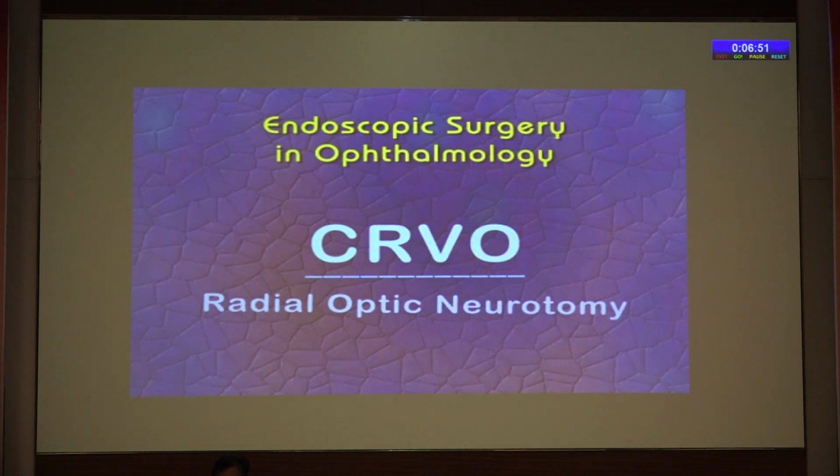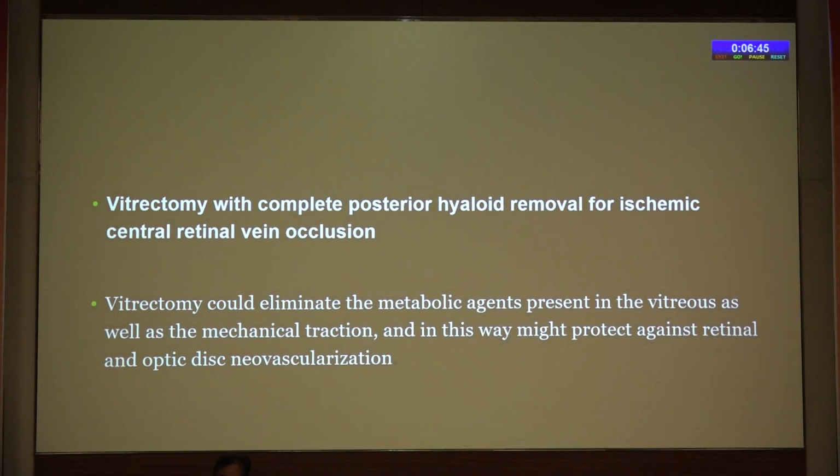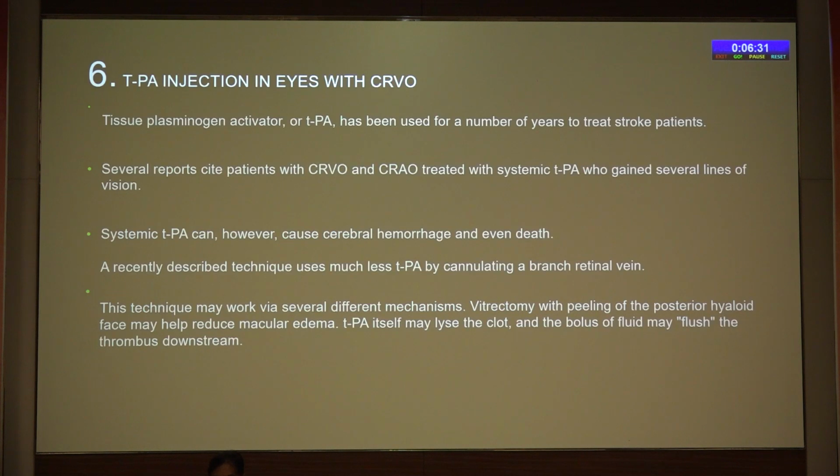Then there is endoscopic surgery in ophthalmology. It says the same about radial optic neurotomy in CRVOs. Vitrectomy with complete posterior hyaloid removal is done for ischemic central retinal vein occlusions. Vitrectomy eliminates the metabolic agents present in the vitreous as well as the mechanical traction. In this way, we might protect against retinal and optic disc neovascularizations.